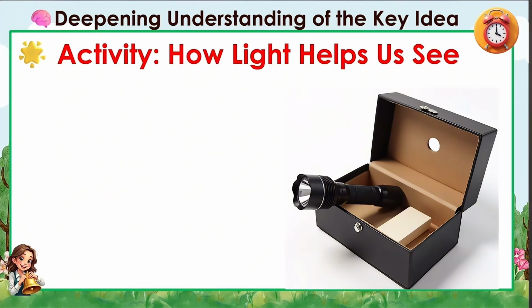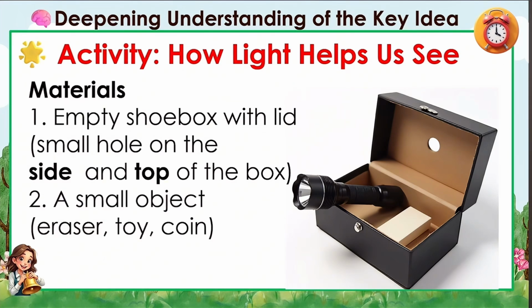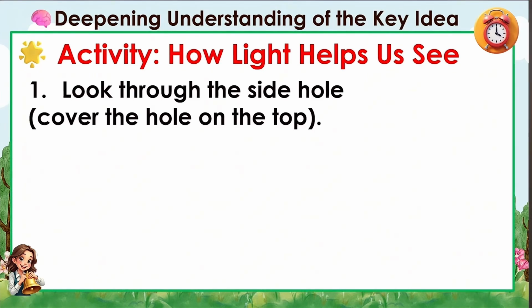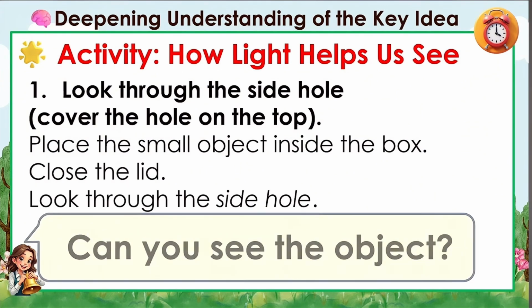For this activity, how light helps us see, we will be needing 1. Empty shoebox with lid. There will be a small hole on the side and on the top of the box. 2. A small object. It could be an eraser, a toy, or a coin. And a flashlight. Okay, are you ready? Okay, 1. Look through the side hole. Make sure that the top hole is covered. So place the small object inside the box. Close the lid. Look through the side hole. Can you see the object?